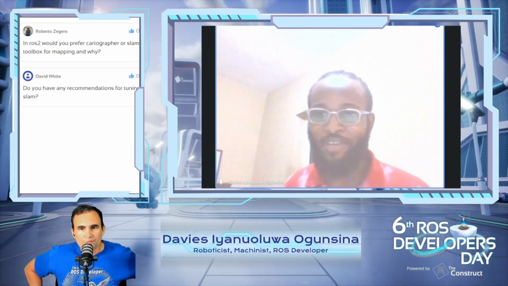But then my question is, what would be the next step? In order to have a navigation system in a robot, we have seen mapping and then localization. What will be next? Yes, thank you very much for that question, sir.